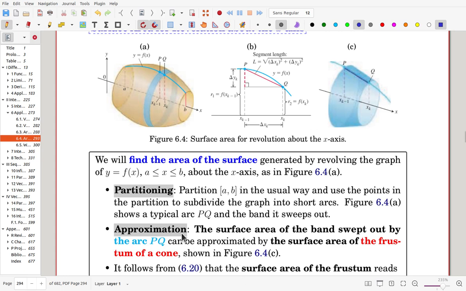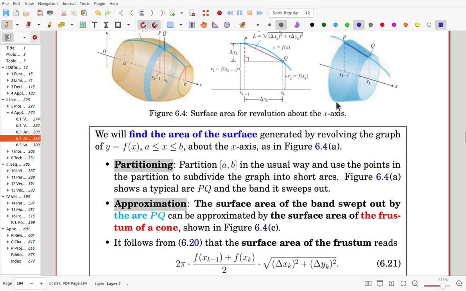Okay, that is the approximation. Now, we already know that the area of the frustum is 2 pi times the average radius. So from x_{k-1} to x_k, this one is f at x_{k-1}, and the radius over here is f at x_k. So the average radius, and now the length, by using the Pythagorean theorem, we can easily see that that is the length. Okay, so that is now the kth frustum surface area.